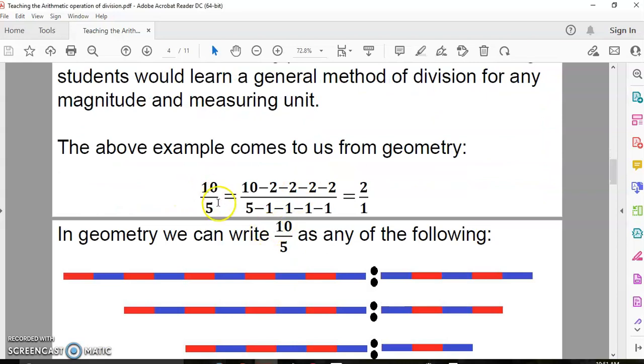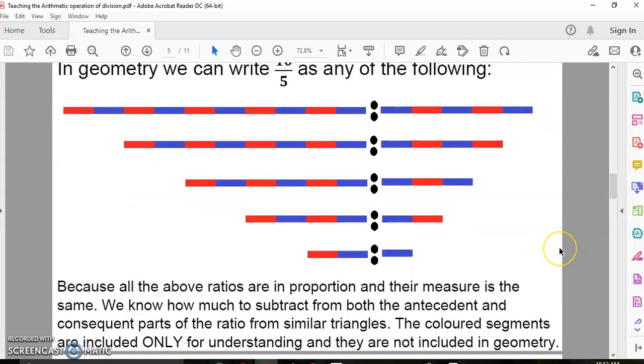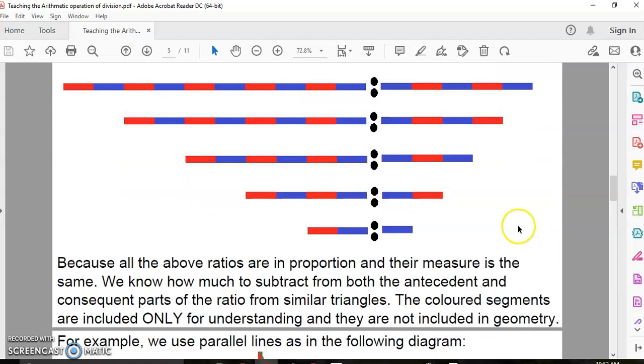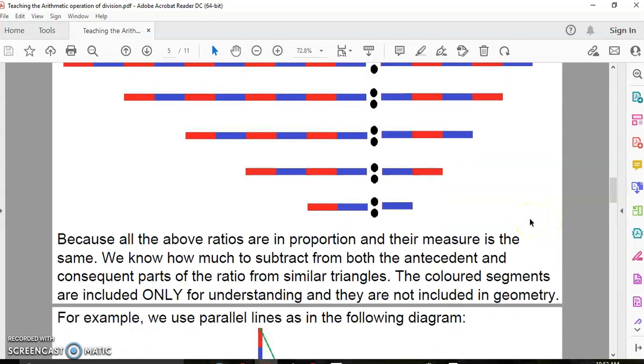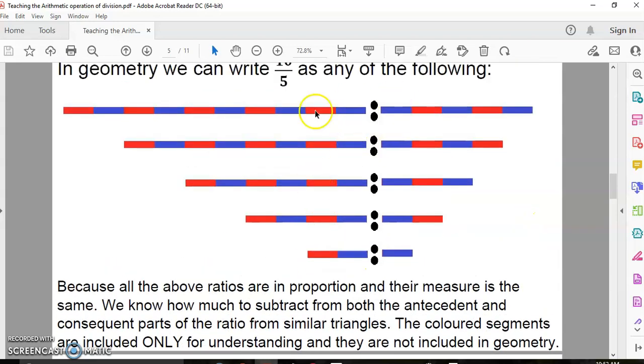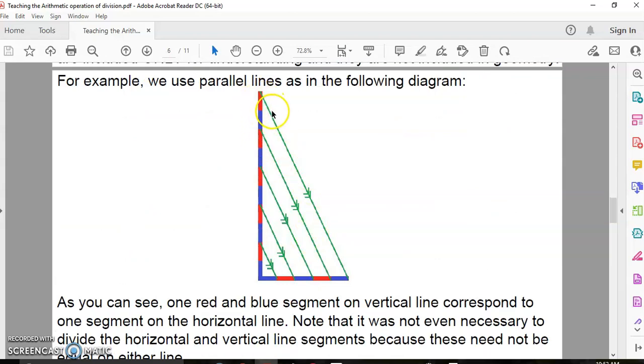So now we can write this algebraic expression 10 over 5 in geometry as any of the following ratios that you see over here, because all of the above ratios are in proportion and their measure is the same. Their measure is 2, right? So we know how much to subtract from each of these ratios because from similar triangles, as you see in this slide here, we can simply move this line downwards and we can choose any of these ratios that we like.